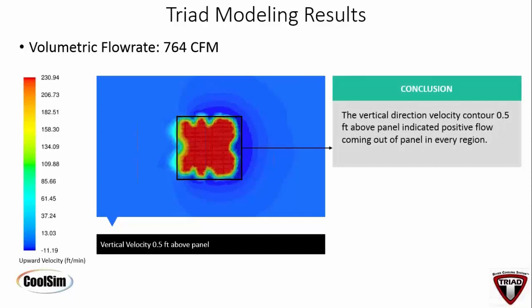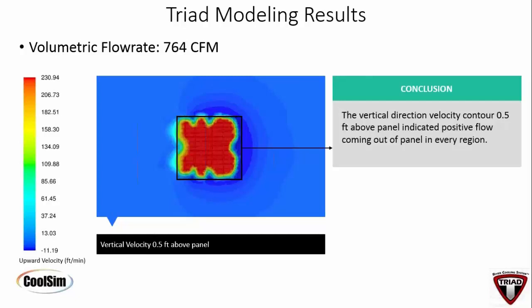And we started to do some work on it to look at the flow as well. One of the things we noticed once we had validated the data is the tile was putting out flow from nearly every spot on the tile. This is at 0.5 feet.